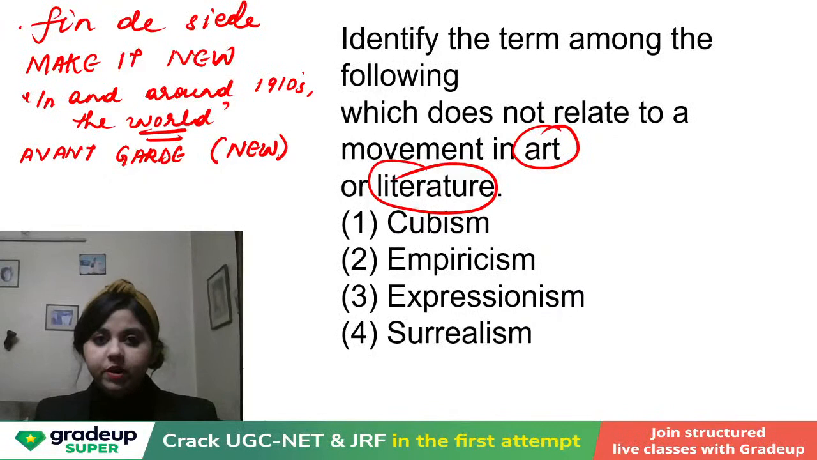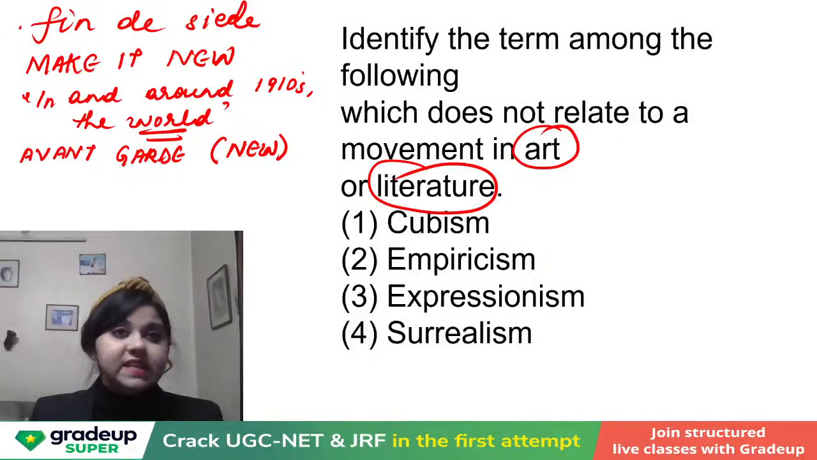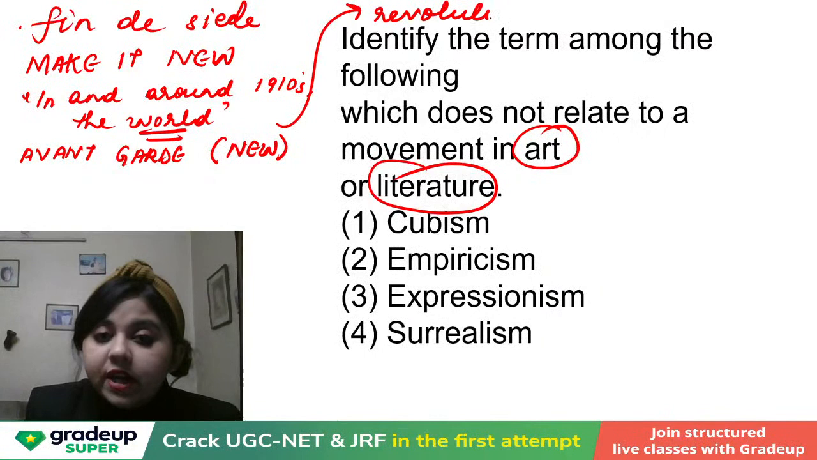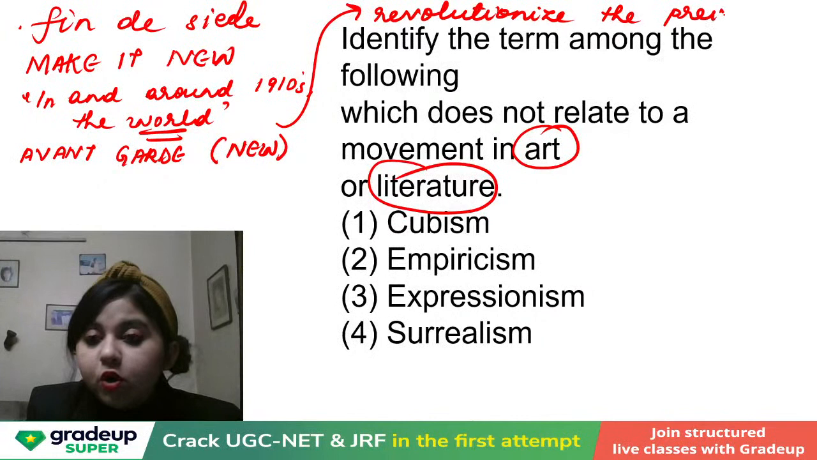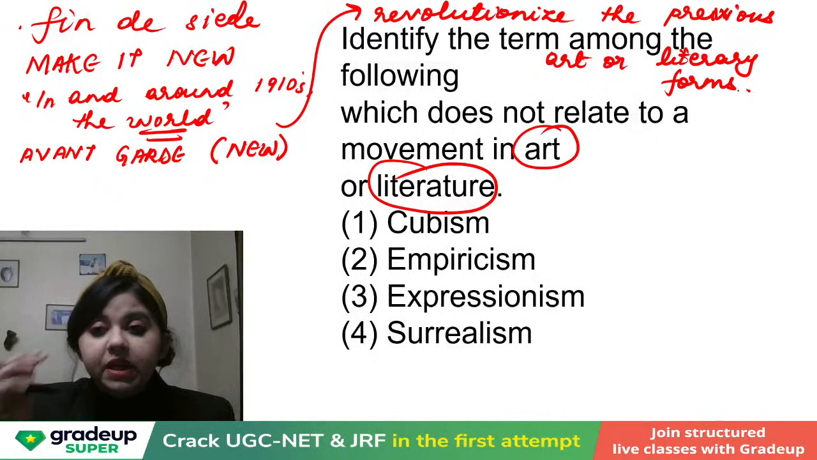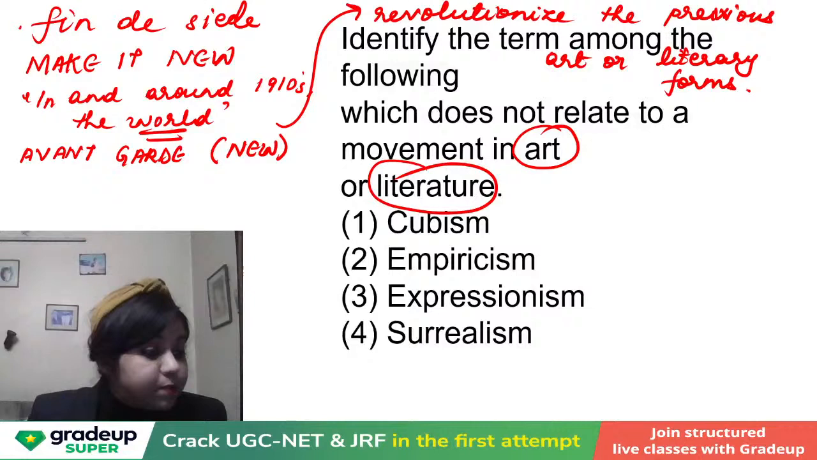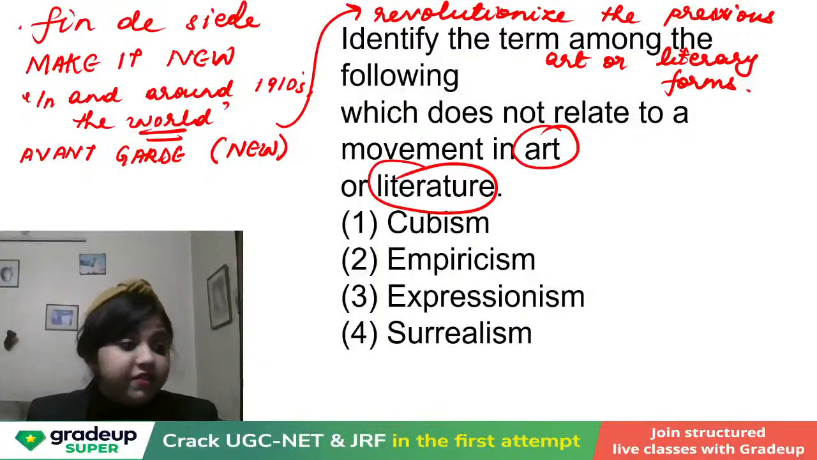Right, what were these new movements trying to do? They were trying to revolutionize the previous art forms or literary forms. That was their main agenda, their main idea. That is what they were really inspired towards, right? And cubism was one of the very, very influential movements that had come about during that time.